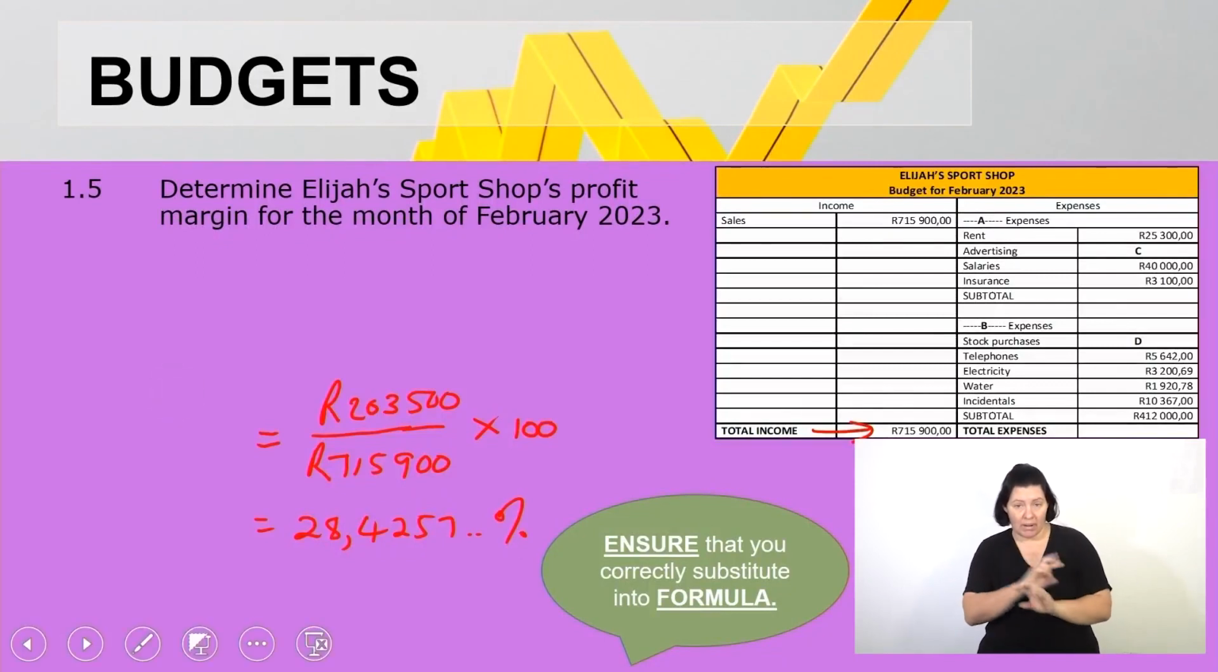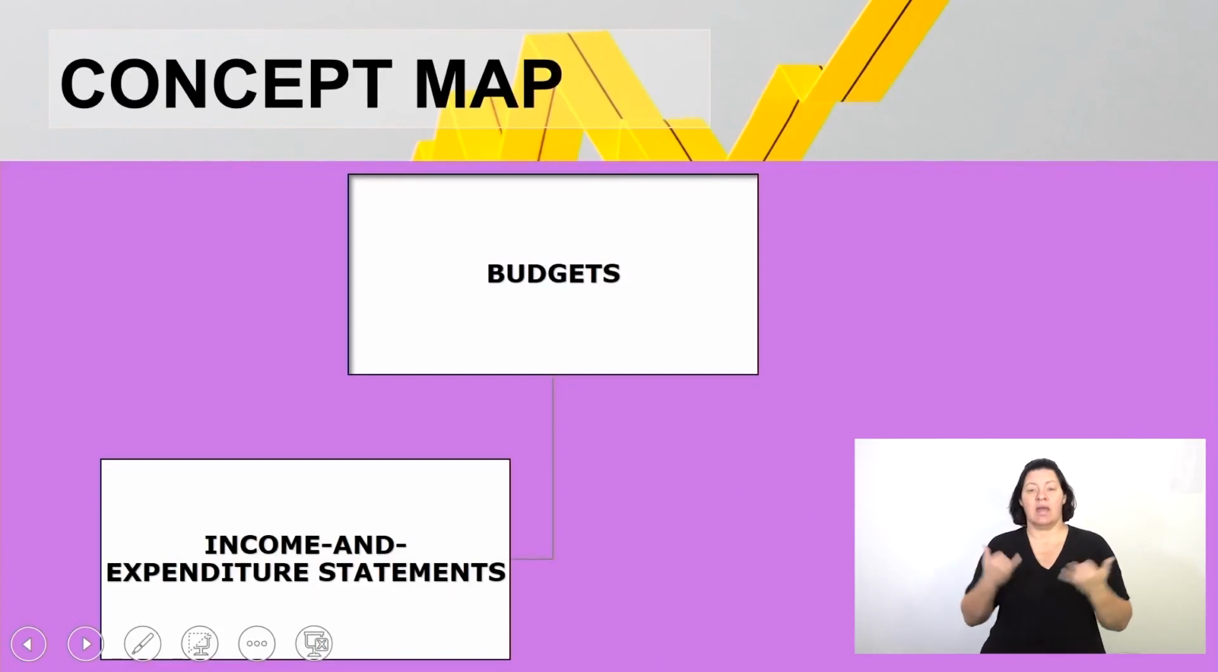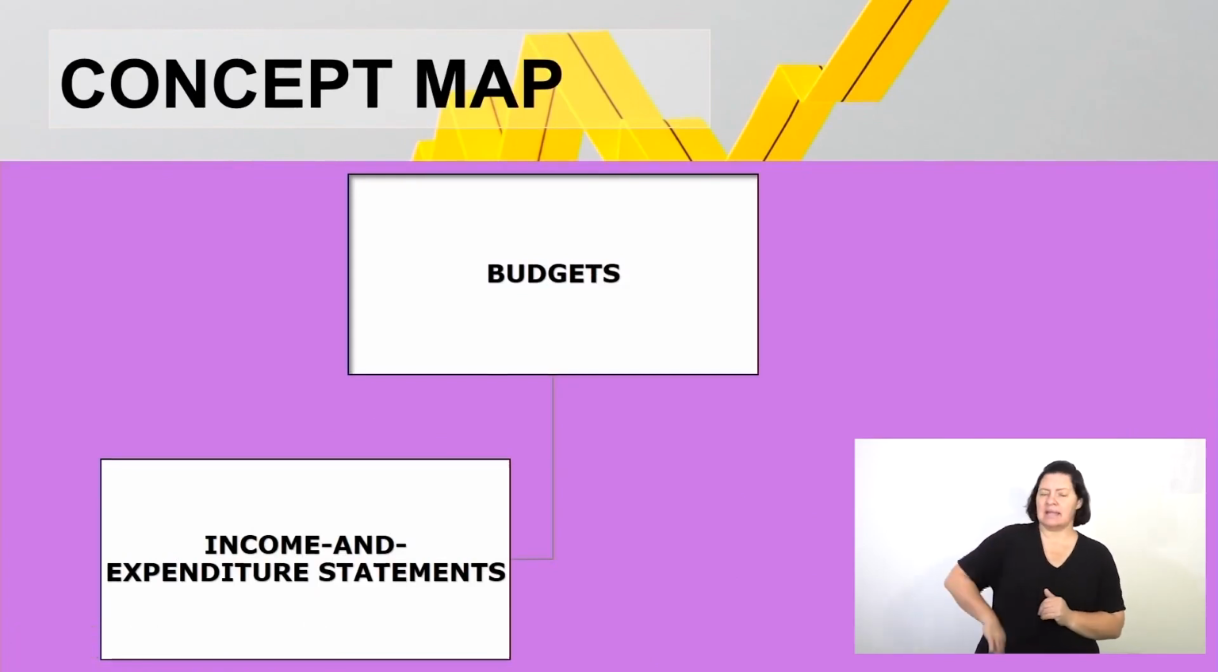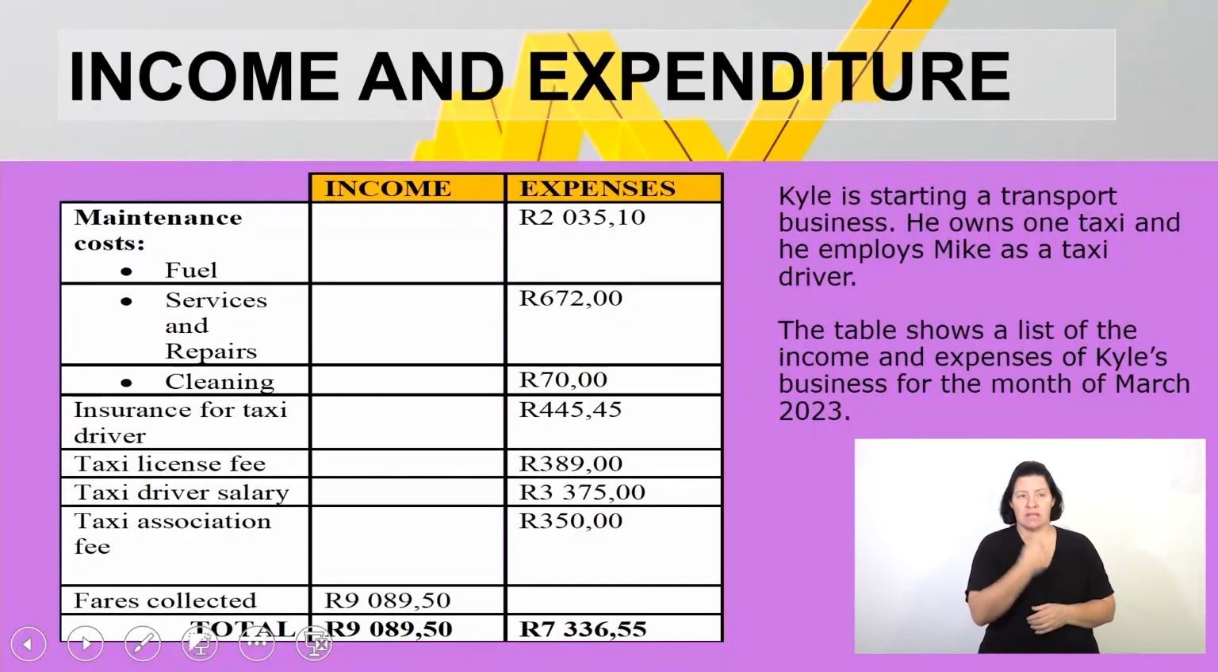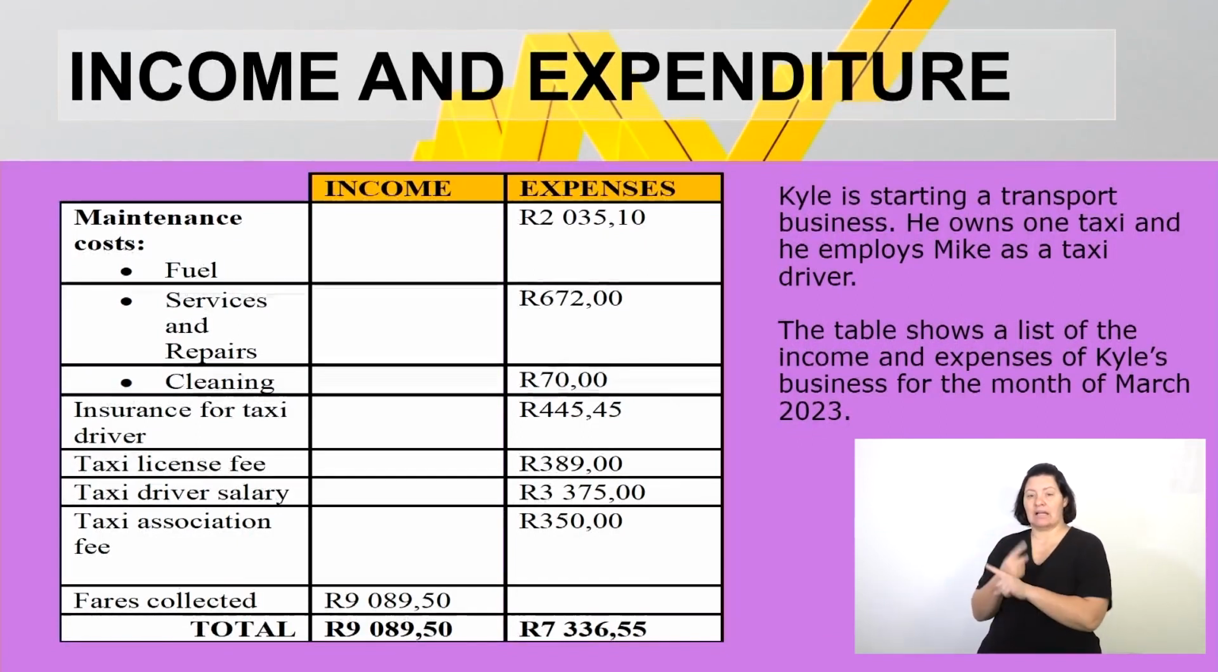Guys, I hope that is clear. Let's move on. Now we'll be looking at income and expenditure statements. Kyle is starting a transport business. He owns one taxi and he employs Mike as a taxi driver. The table shows a list of the income and expenses of Kyle's business for the month of March 2023. So again, let's get familiar with what is presented to us. Here we have our income, then we also have our expenses here, and then we see total at the bottom.